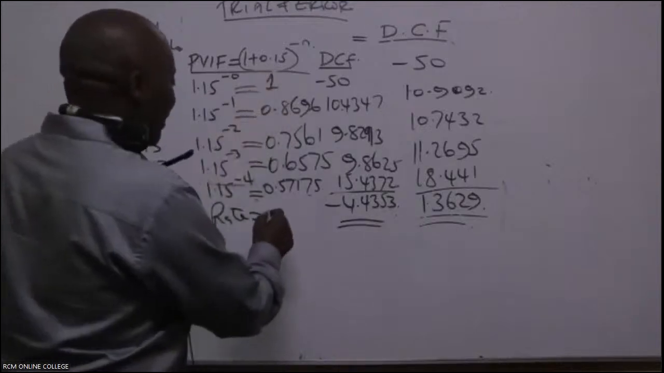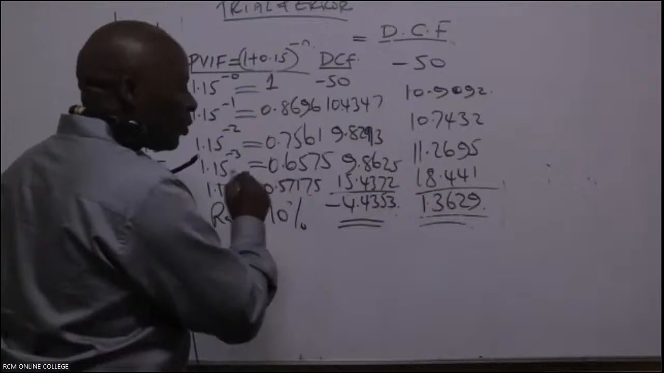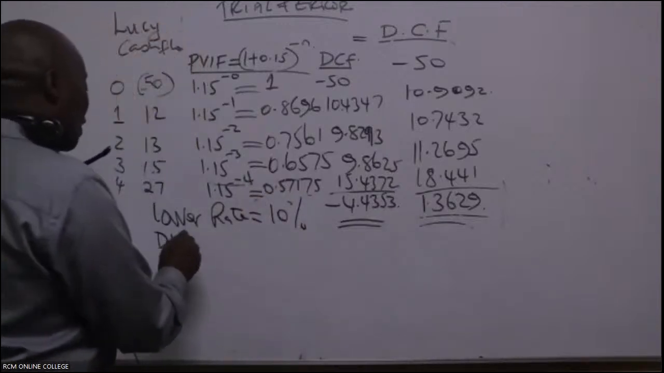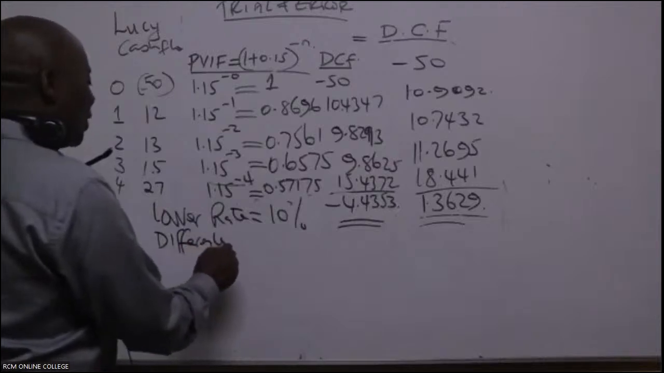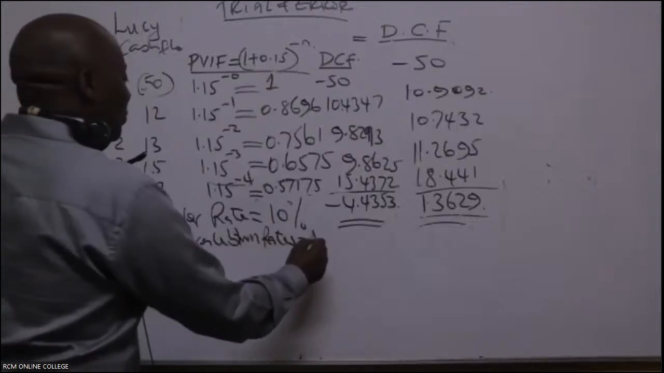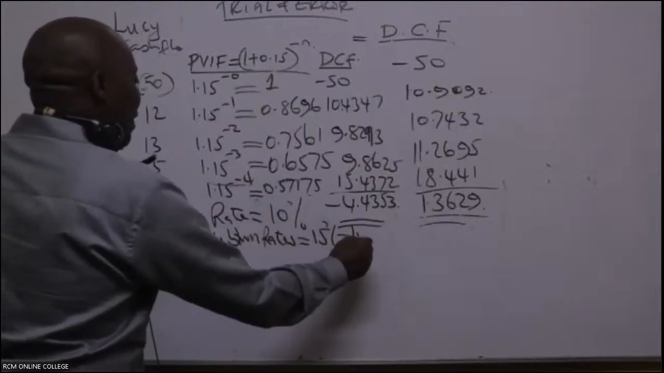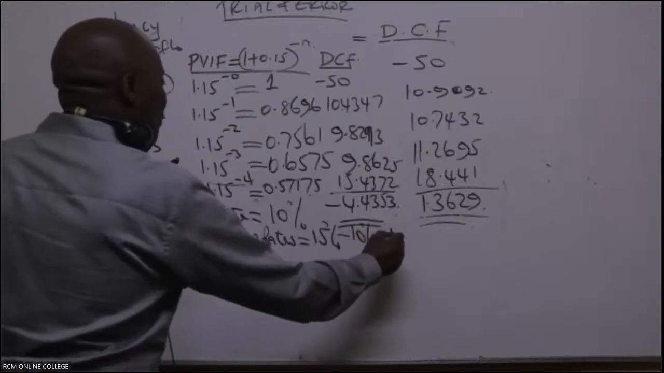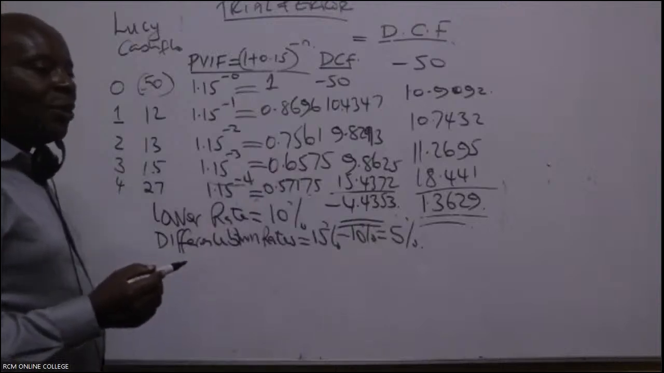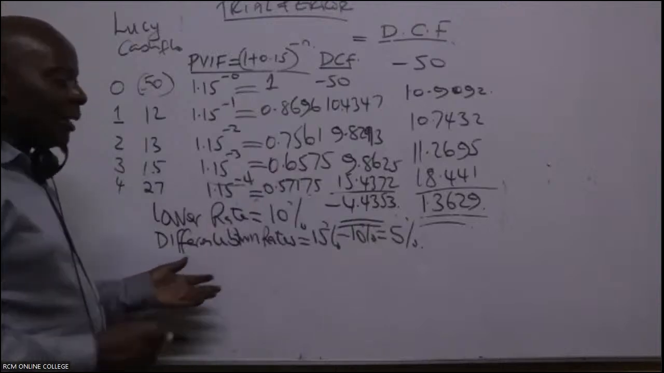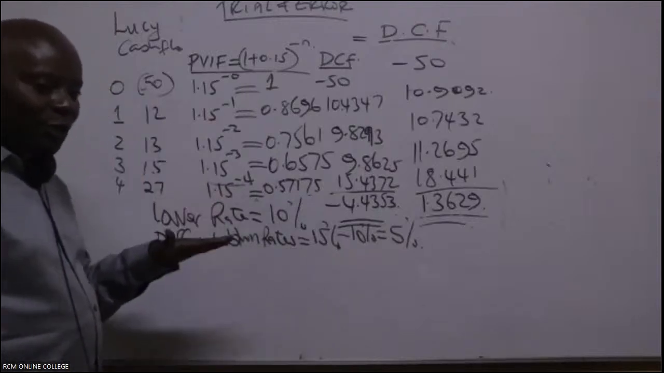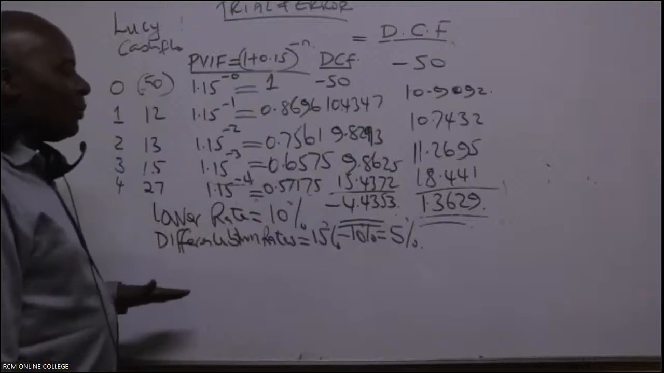So the lower rate is 10%. And then give us the difference between the rates. Difference means you're subtracting 15% minus 10%. So this gives me 5%. Let me know whether you've been able to write up to the difference. Yes, thank you very much.